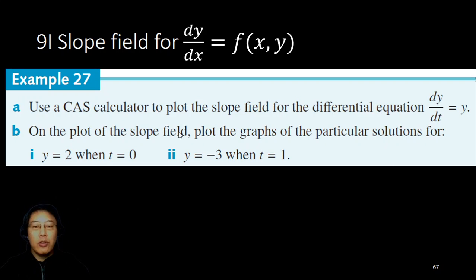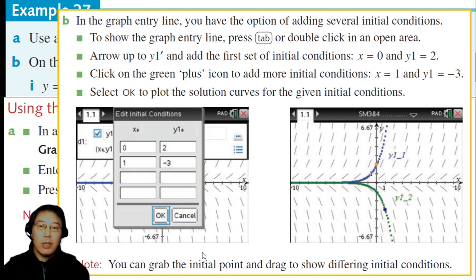And on the plot of the slope field, plot the graphs of the particular solution. So (0, 2) and (1, -3). Let me hold on.